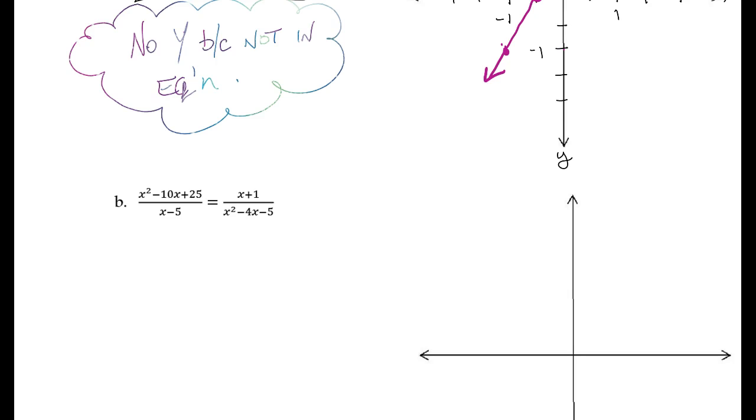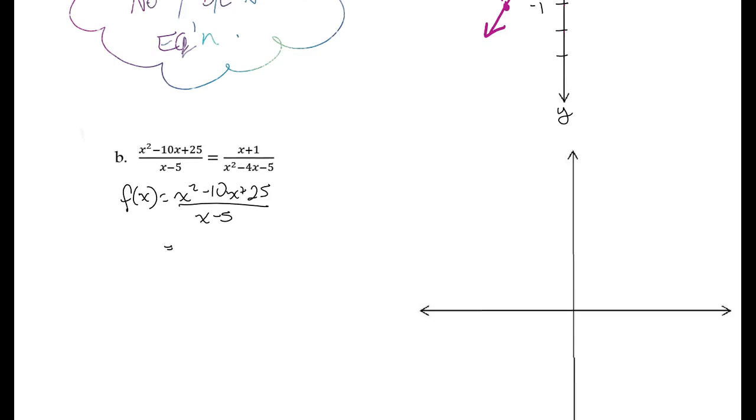These guys get a little bit more complicated. So we're still going to do them graphically. We're still going to treat them as 2 separate functions. So I'm going to have f of x be my left-hand side, because just default to that. x squared minus 10x plus 25 over x minus 5. Now I'm going to do all my rational graphing stuff with this before I even look at my next equation.